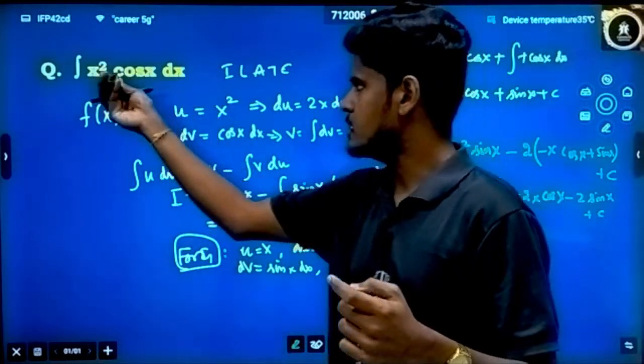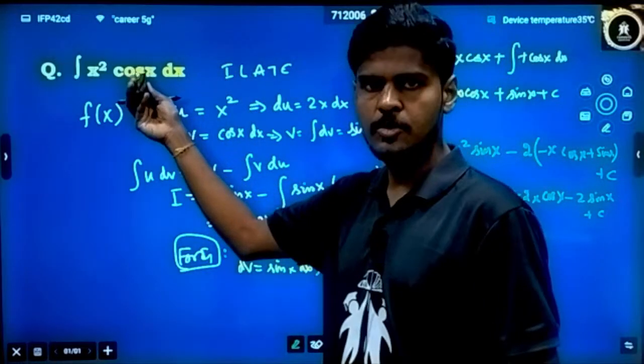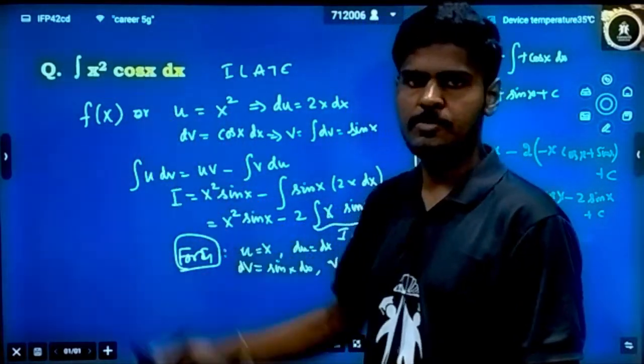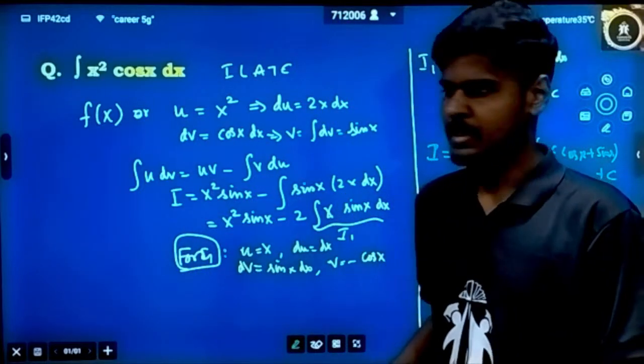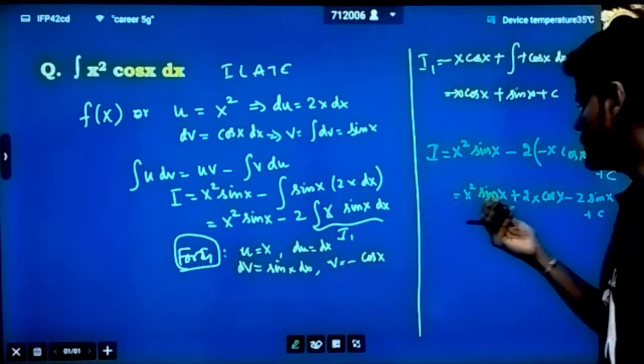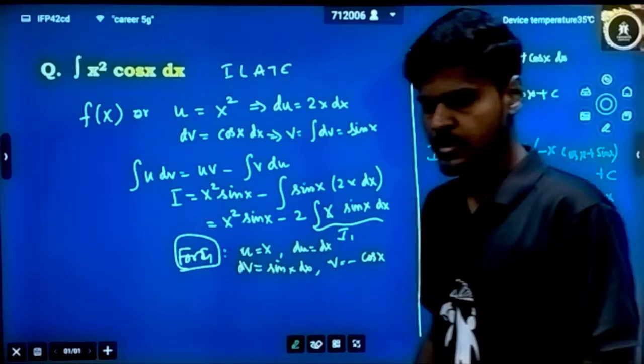So here the algebraic function comes first, so take x square first, and that is the u function, and the other function will be dv. So now we can solve this. Clear? So the final answer is x square sin x plus 2x cos x minus 2 sin x.